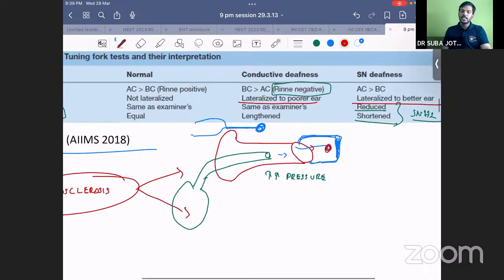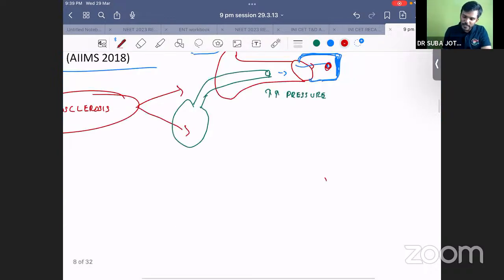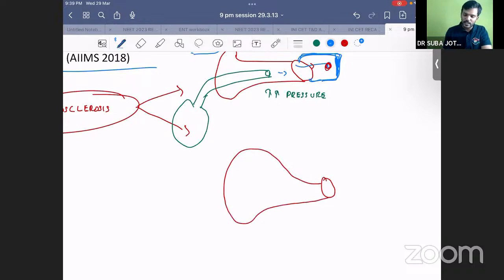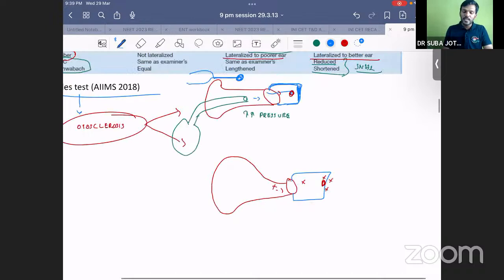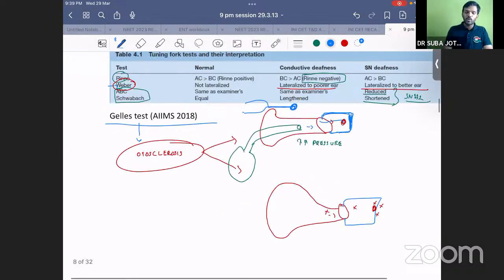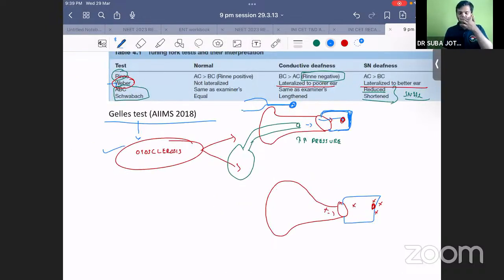Whereas in otosclerosis, there is stapes fixation. So there is no inward movement, because the stapes foot plate is fixed due to sclerotic bone. So in that case, Gelle's test is positive only in otosclerosis. In a normal patient, the sound will reduce. In an otosclerosis patient, the sound will be maintained the same as before. Okay, so the tuning fork test has been done.